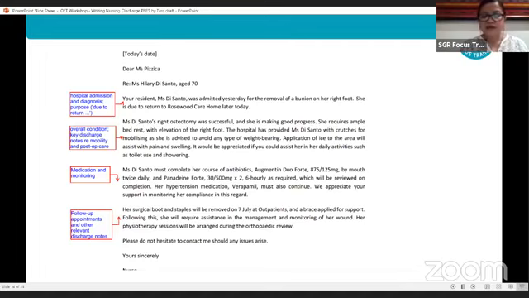And lastly, this is where we have included the session about the physiotherapy, which will be arranged during the orthopedic review. And as part of our letter layout, the last part is where we have our closing statement. So a very short one. It could be something such as, please do not hesitate to contact me should any issues arise.